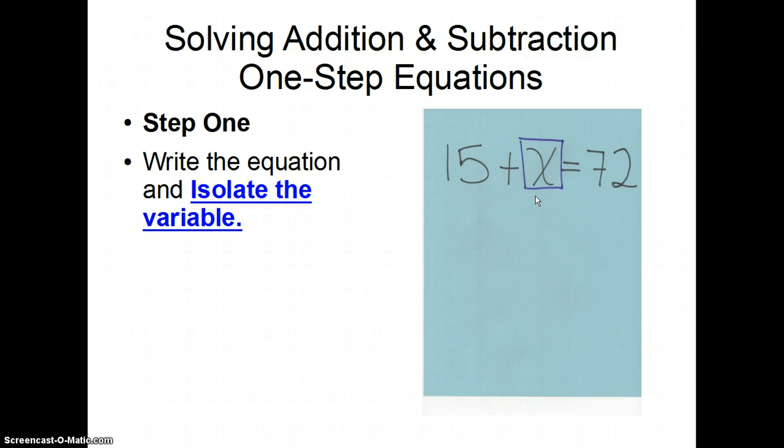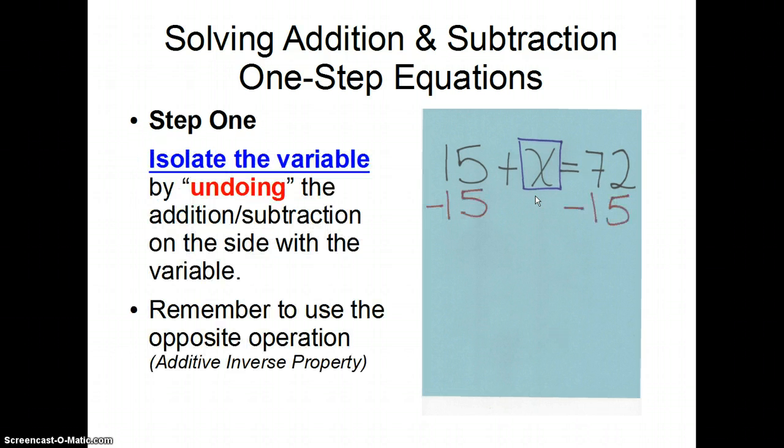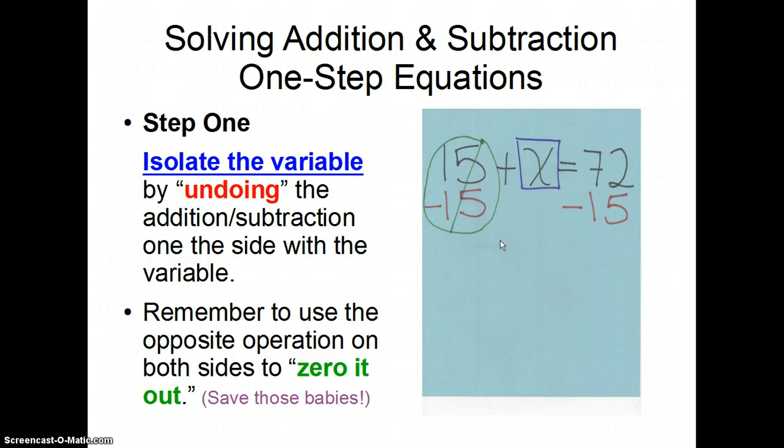Looking at it, we see a 15, so we need to figure out how to get rid of that 15. We're going to do that by undoing the 15, using that additive inverse to get rid of it. So what's the opposite of 15? Subtract 15. So we're going to subtract 15 from both sides. The opposite of 15 is negative 15. So when we do that, we've zeroed it out and made it disappear.